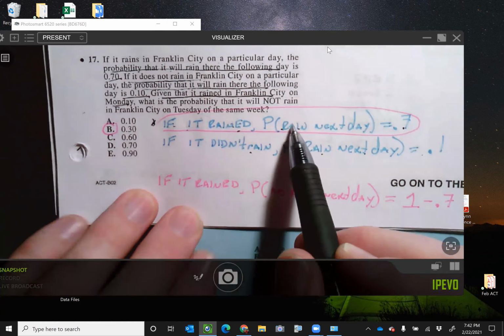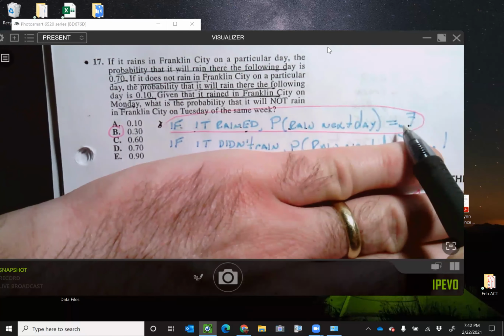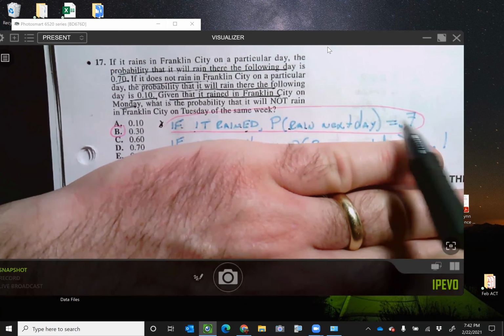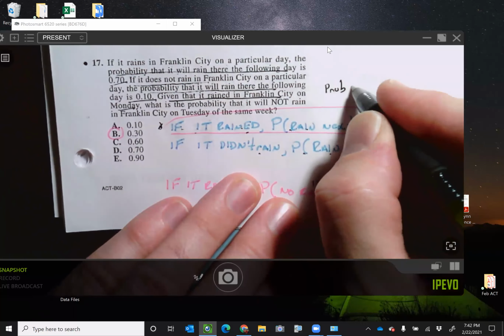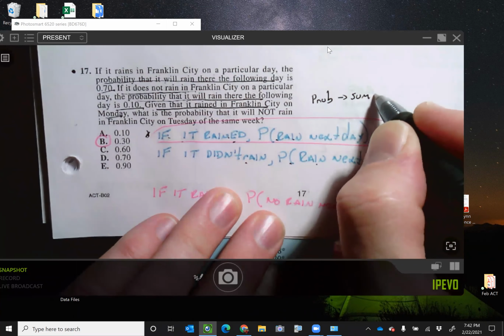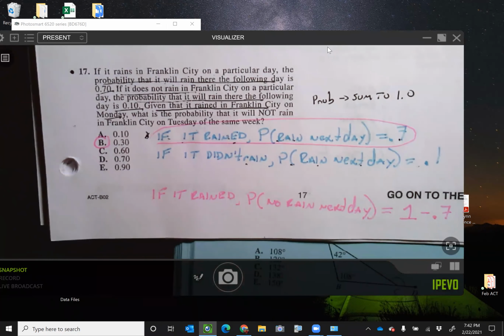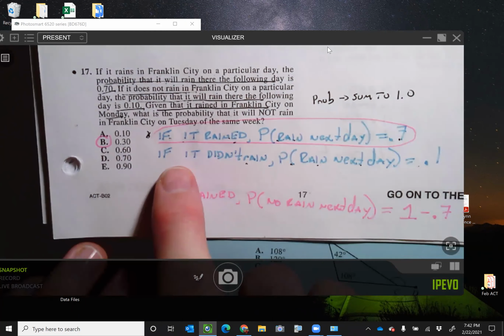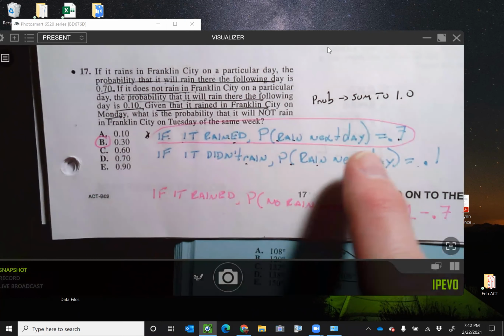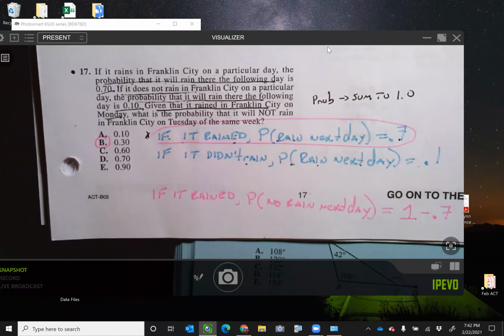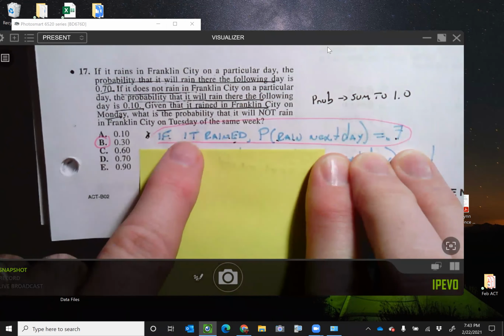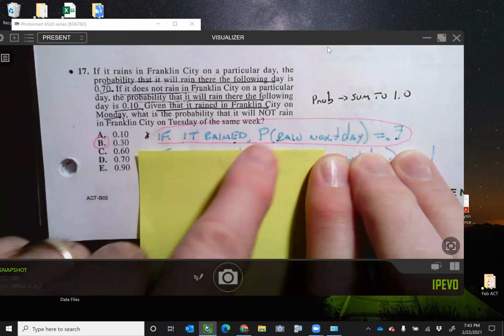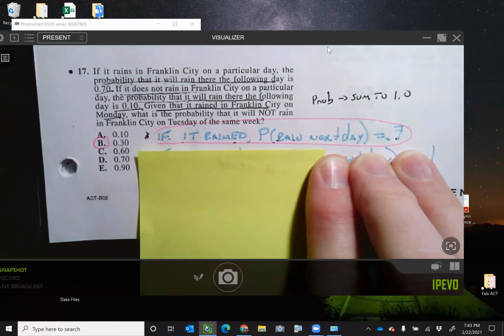Well, the probability of it raining the next day is 0.7. So of it not raining would be 0.3, letter B. Because remember, probabilities should always sum to 1.0. So this extra piece at the bottom was just to try to confuse us a little bit, and usually they achieve what they're trying to do. We shouldn't even look at that little piece. We should just look at this piece: if it rained, the probability that it rains is 0.7, so the probability that it would not rain the next day is 0.3.